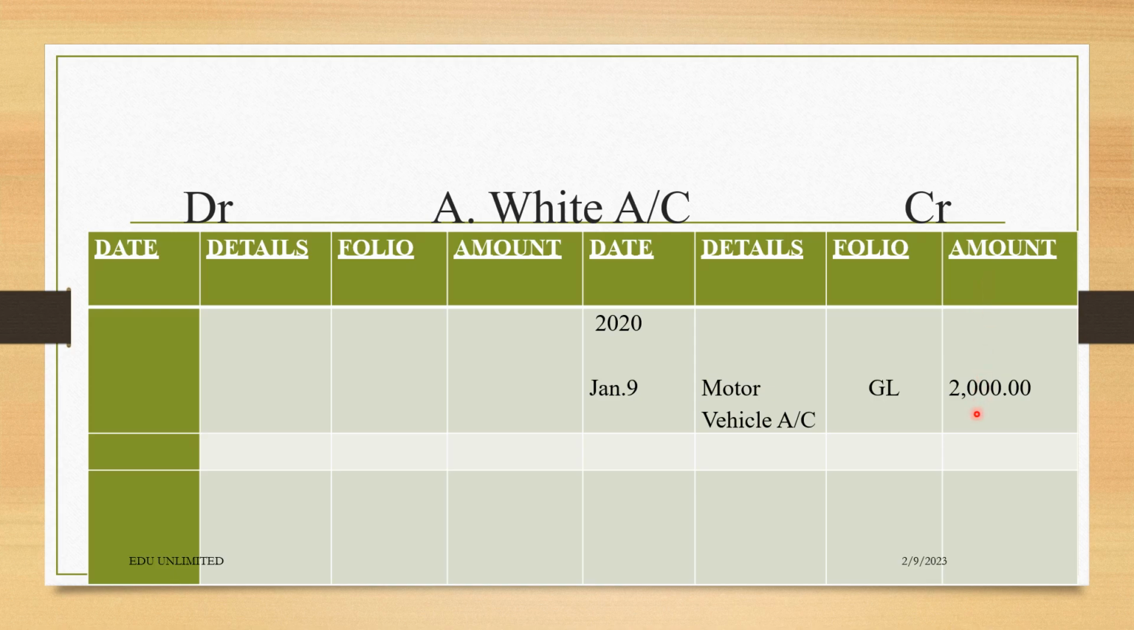So in completing every transaction, the first thing that we'll do is to find out the two accounts concerned. Then we will find out which one we will debit and which one we will credit, which one is being increased, which one is being decreased. At times, both of them might be increased, as in this one. A. White's account was increased and motor vehicle account was increased, but one being a debit and the other one being a credit transaction.